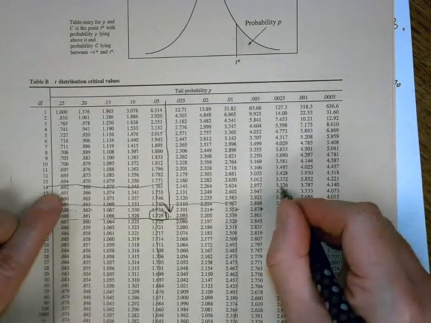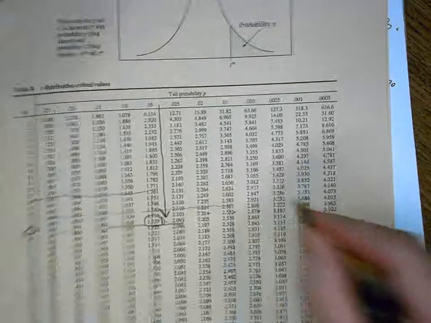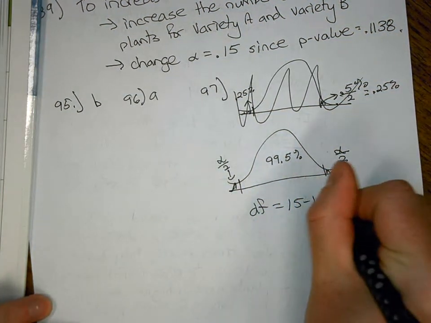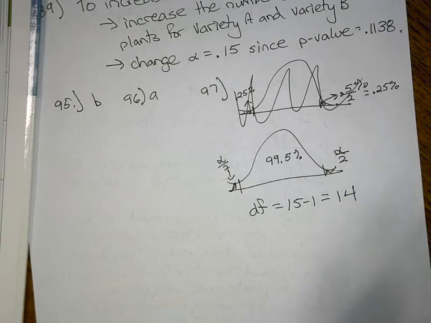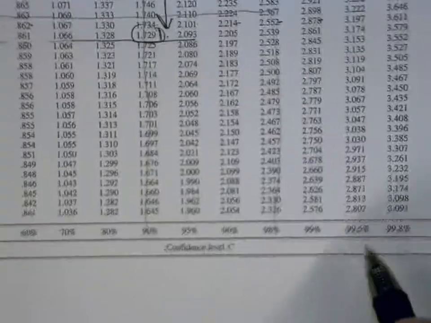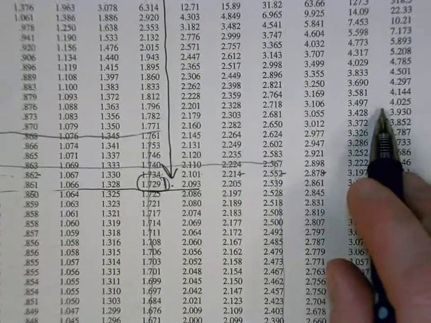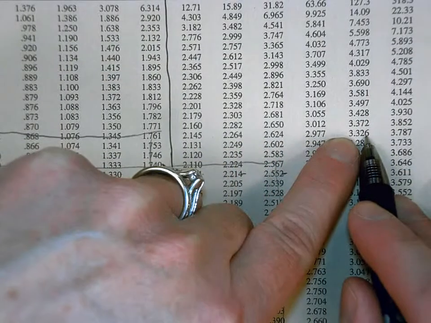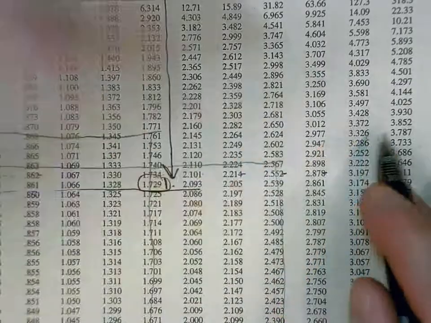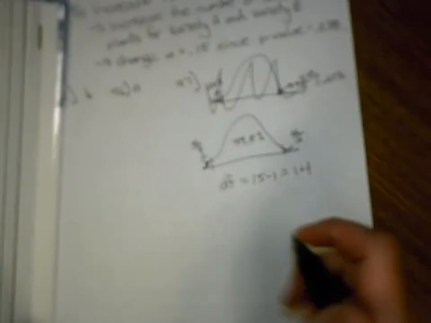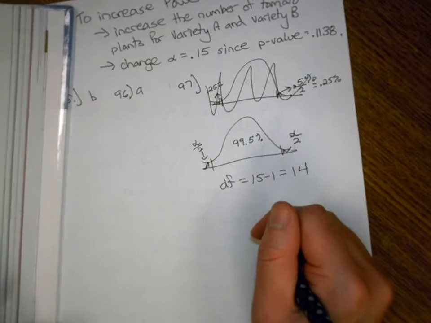Your degrees of freedom is 15 minus 1, which is 14. So when you look it up on the table, we have 99.5, and we go all the way up to where it has 14, 3.326, that it's either negative or positive. So as Adam just said, yes, the answer should be D.